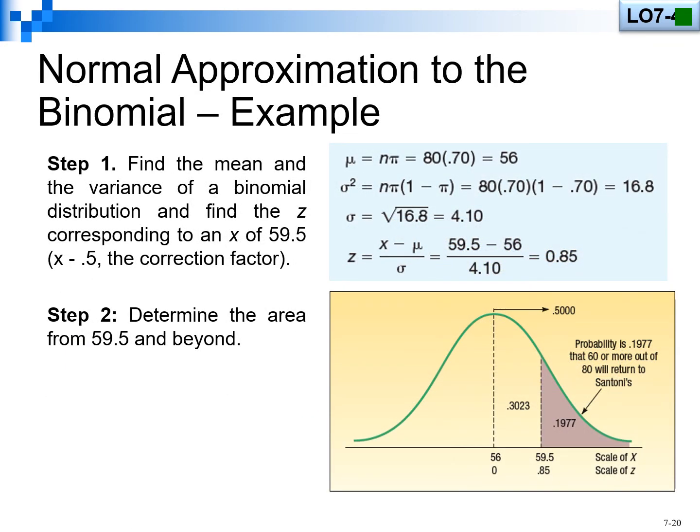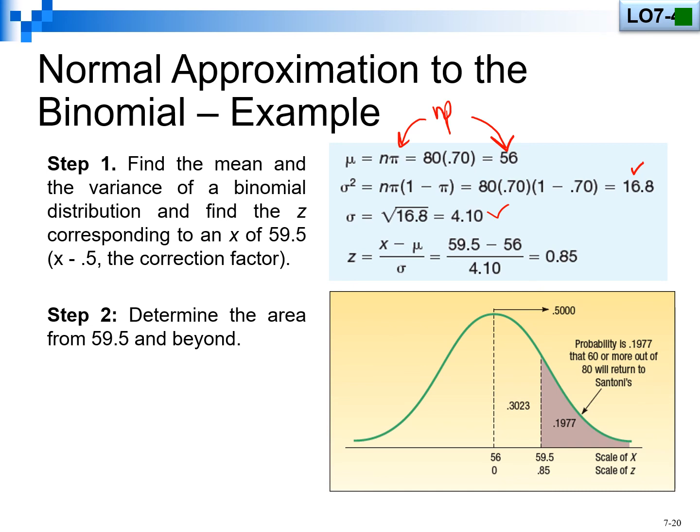So notice if we did our test, obviously if you took n times p, we would get 56. That's more than 5. And n times (1 minus p), same thing, you're going to get more than 5. So this would meet the criteria that the sample is large enough to use the binomial application. And then, of course, to get the standard deviation, we just take the square root of 16. We get about 4.10.